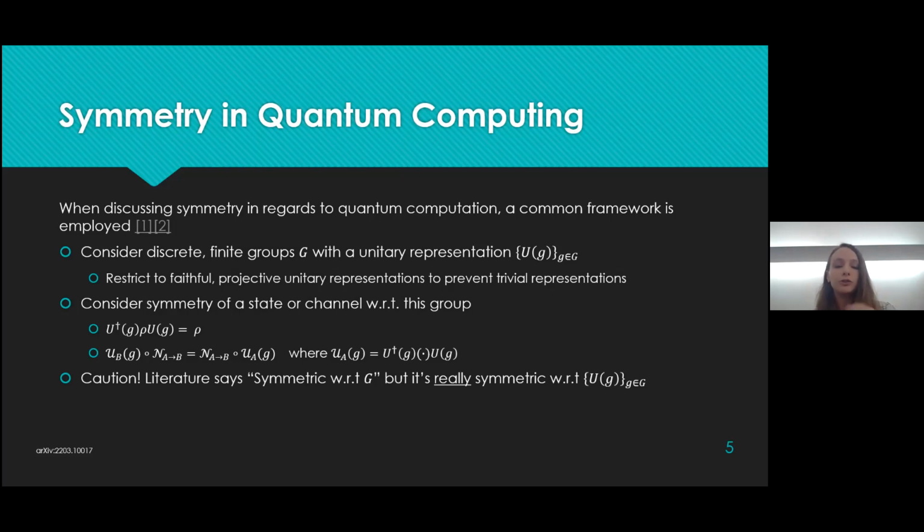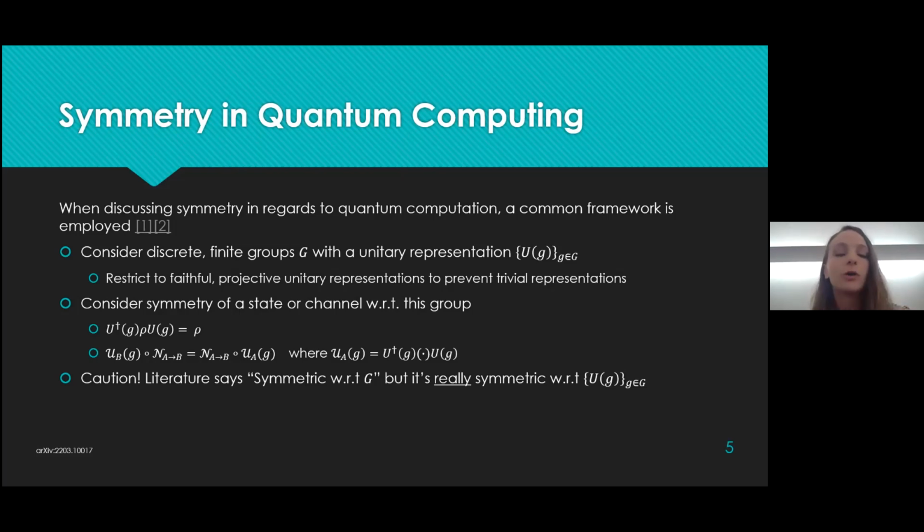And then we further restrict ourselves typically to projective unitary representations. That just means you mod out by the identity. It encapsulates the fact that global phases are unphysical in quantum computing. We can't really tell the difference between them, so we would prefer that we not include unitaries that differ only by a sign, for example.